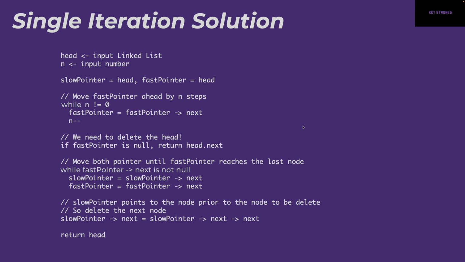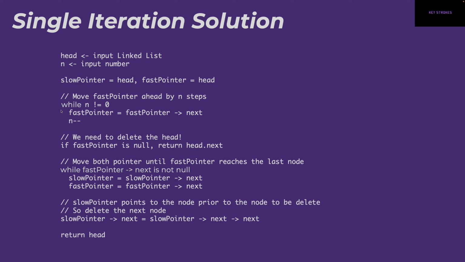Okay, so here's the pseudocode for what we just discussed. Like before, we have head as the input, which is the linked list, and then we have n, which is a number which points to the node to delete from the last. Then we assign 2 pointers, slow pointer and fast pointer, and point both of them to head. Now we start moving fast pointer and we take it n steps ahead.